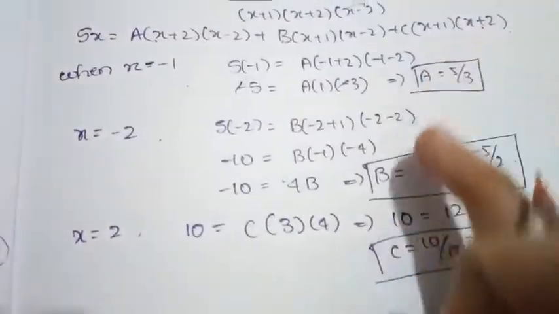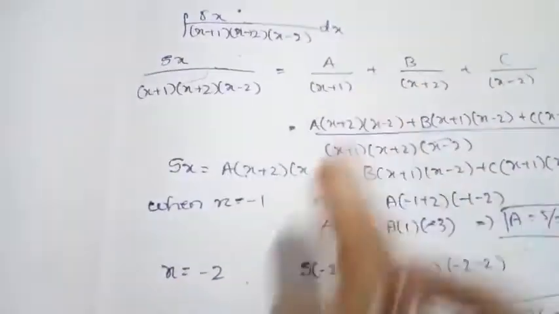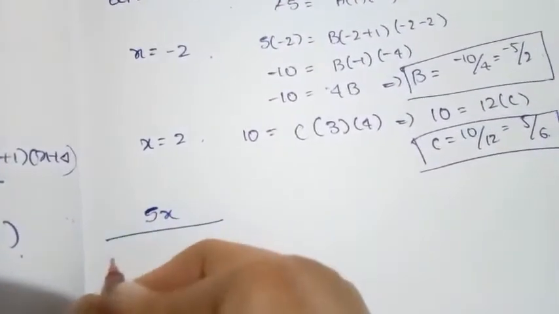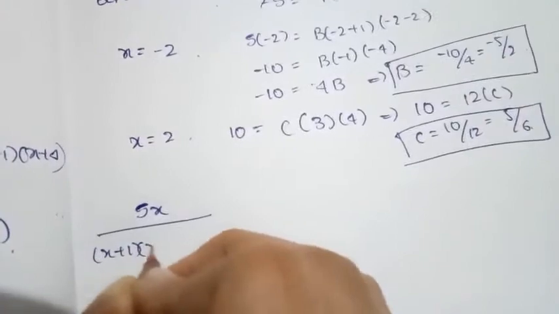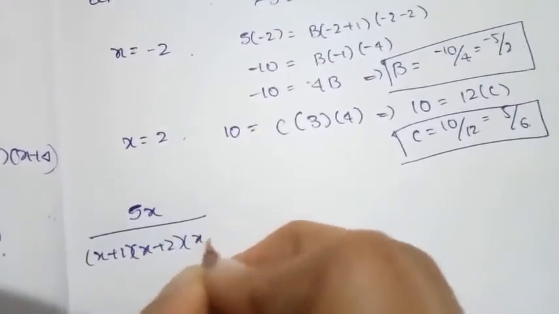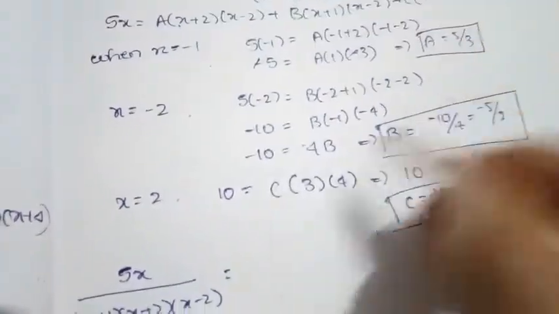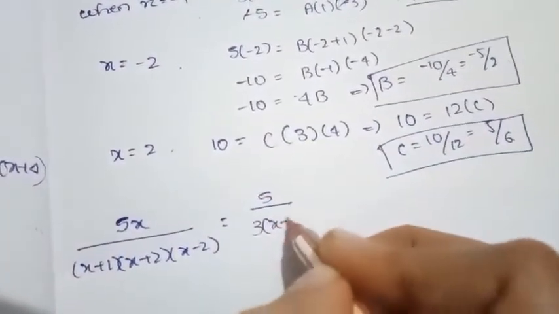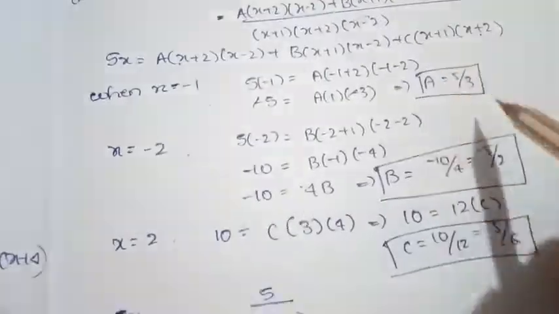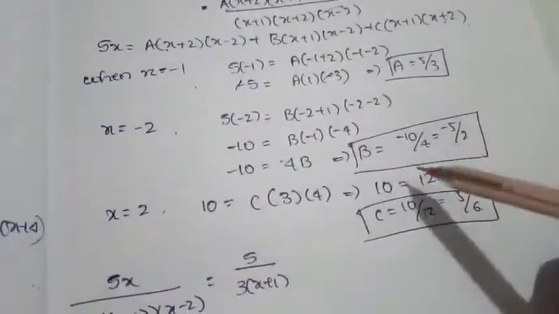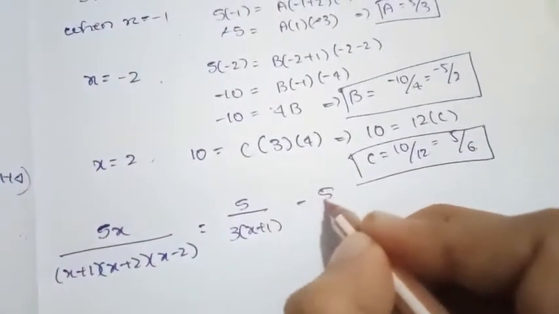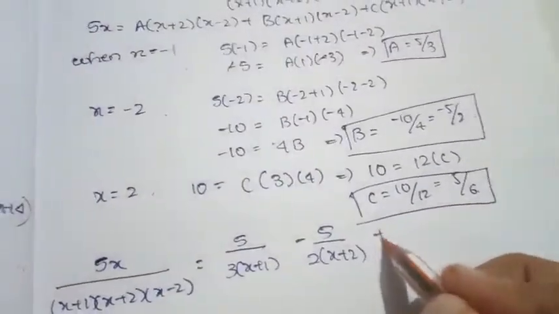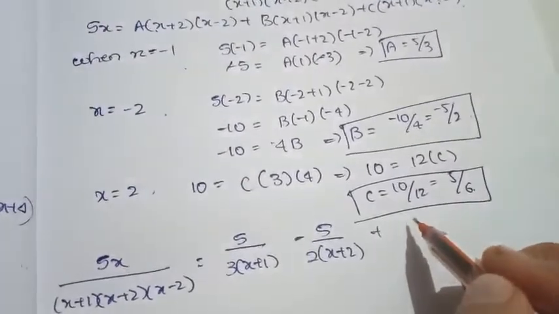So we got the values of A, B and C. Substituting them here, we get 5x divided by (x plus 1) into (x plus 2) into (x minus 2) is equal to A divided by x plus 1, where A is 5 by 3, plus B divided by x plus 2, where B is minus 5 by 2, plus C divided by x minus 2.